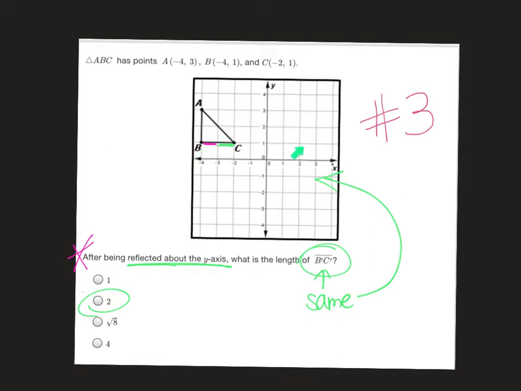If I reflect that over the y-axis, it's not going to change anything about that, so it's still going to be 2 units. So that's why your answer is exactly the same.